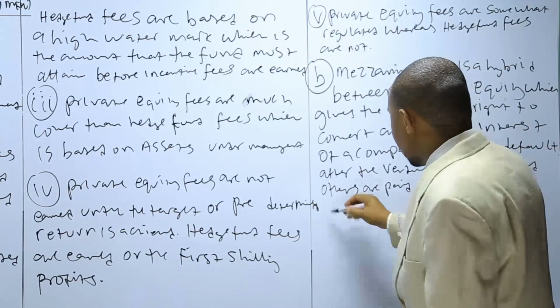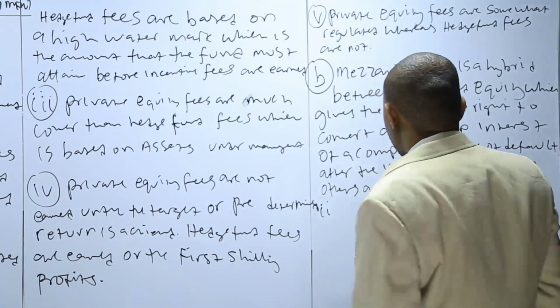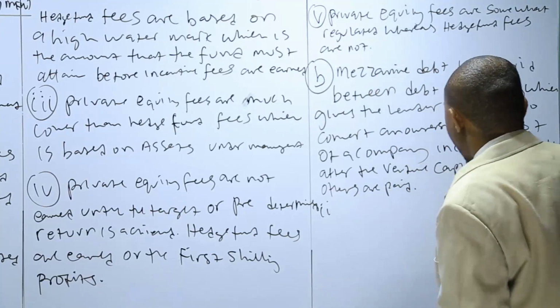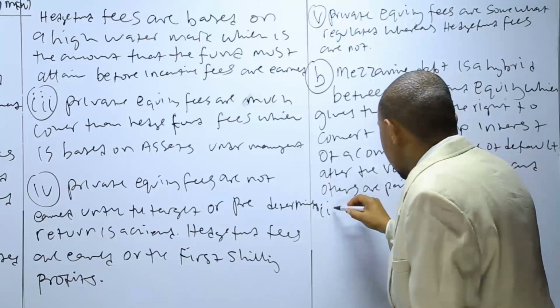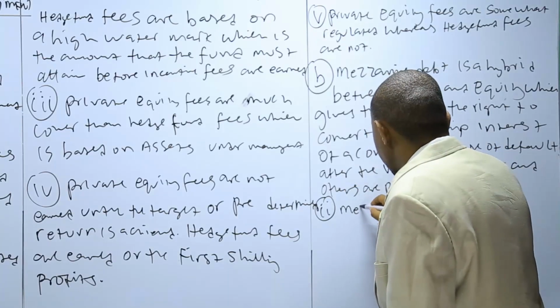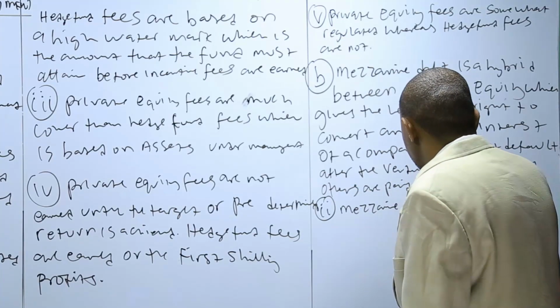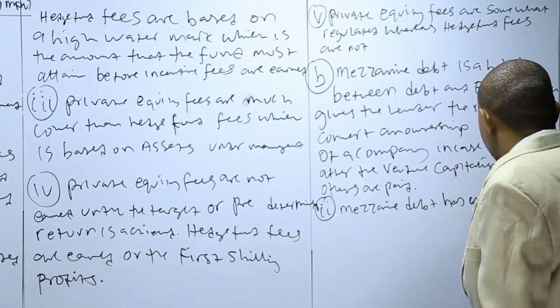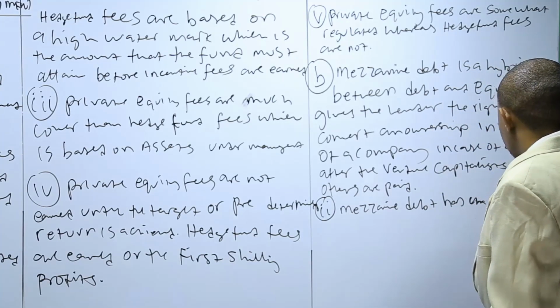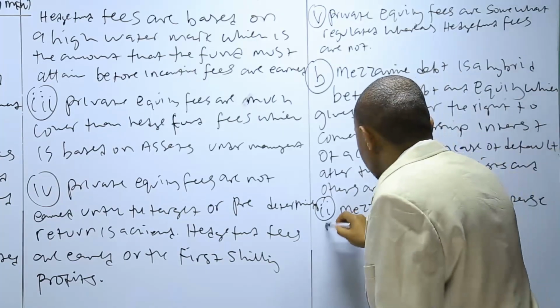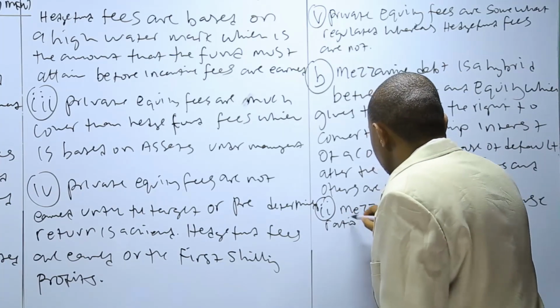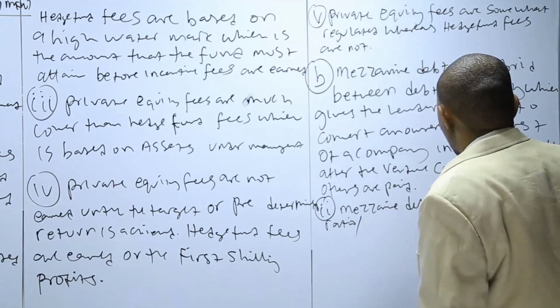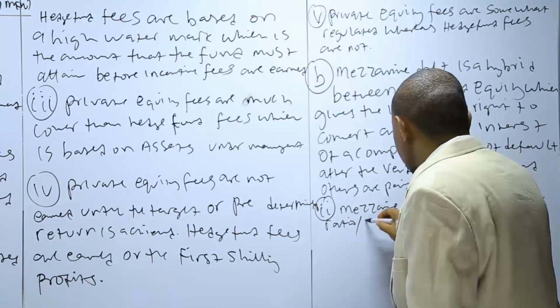Now, the second difference, we can say mezzanine debt has an expense ratio, or what we say an operating margin.